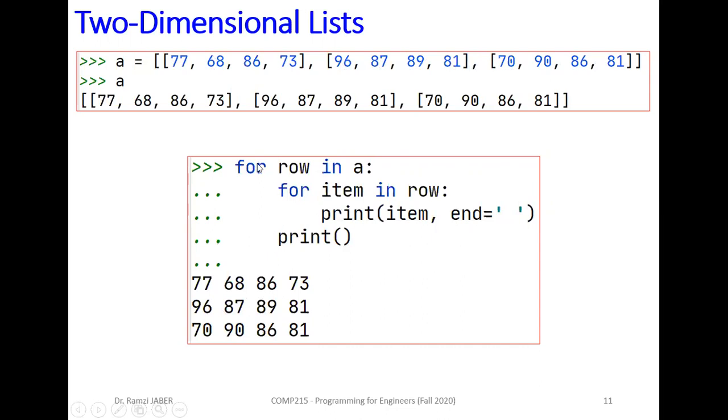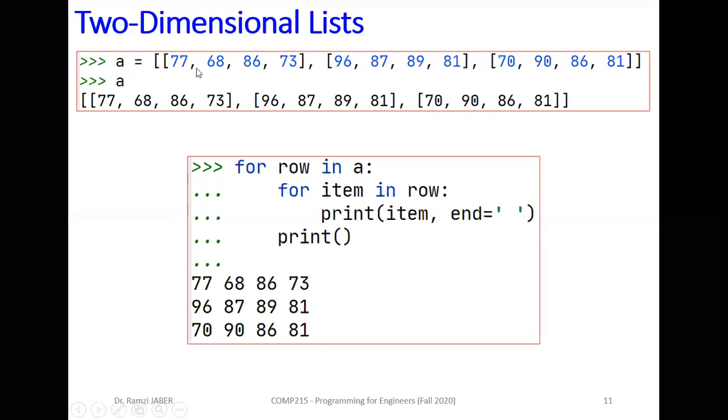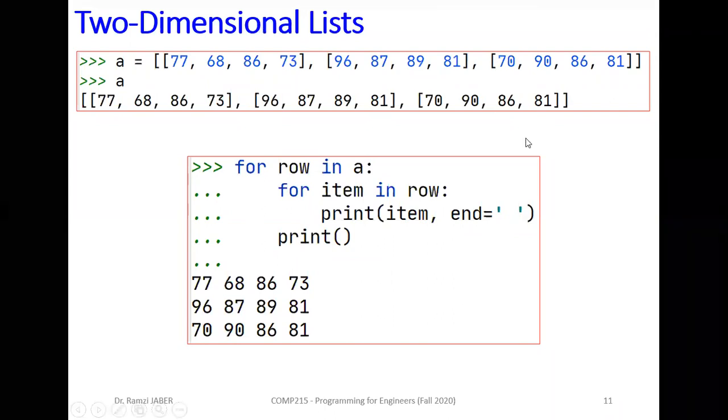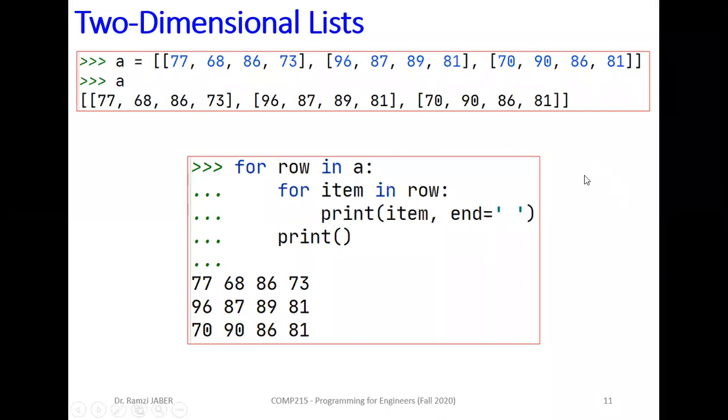Nested for loop. For row in A, for item in row, print item, then after the row is finished, the first list is finished. When the inner loop finishes, it enters, a new line, and starts the next one. We have here three sublists from the list. Okay, you got it? Any question for this? Is it clear? Yes, doctor. Very good.